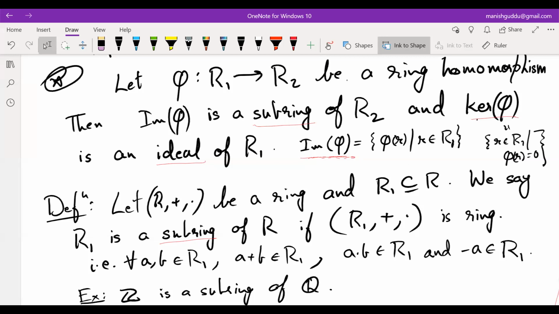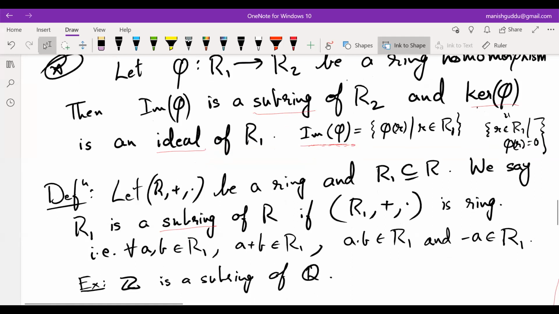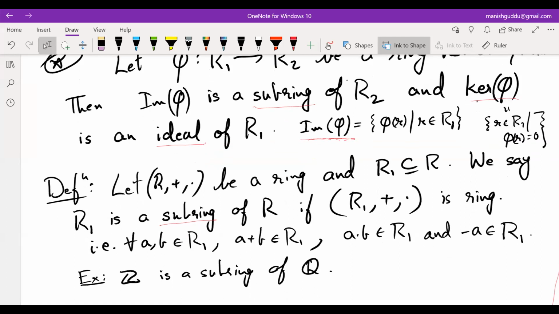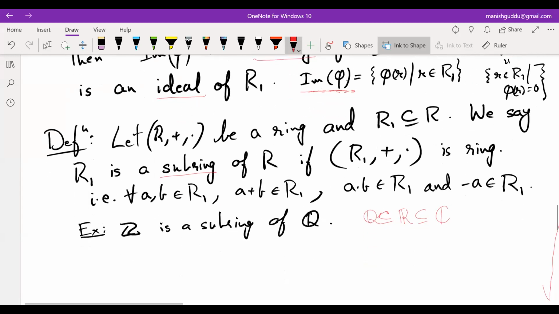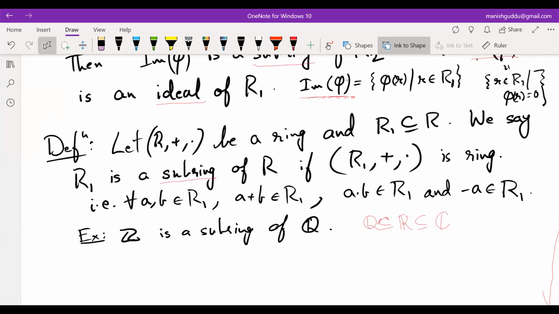Okay. So, for example, Z is a subring of Q, and of course, Q is a subring of R, which is a subring of C, and so on. Yeah. So these are all subrings. Of course, there is, okay, I have some space, so maybe I'll put it here.